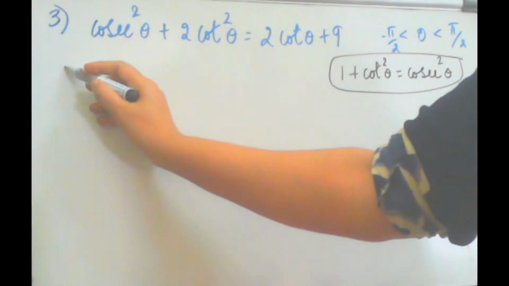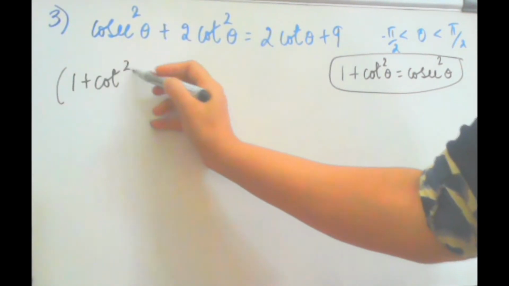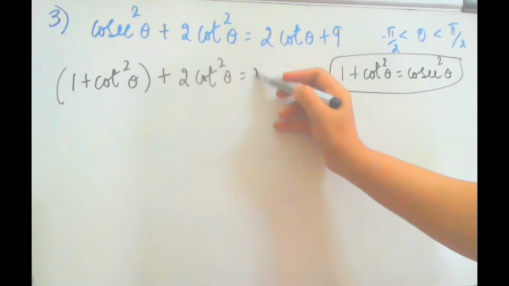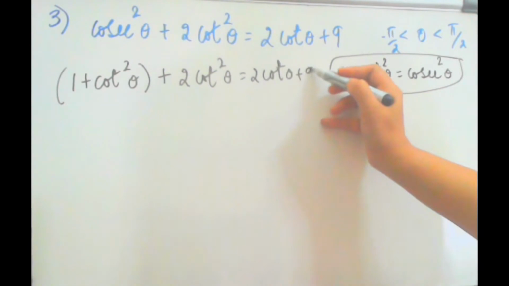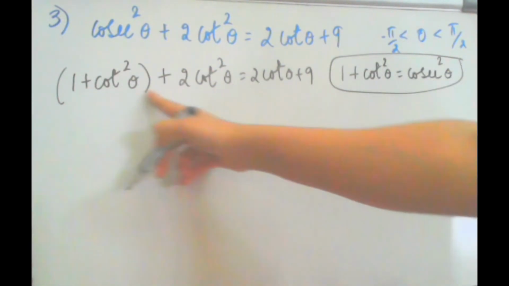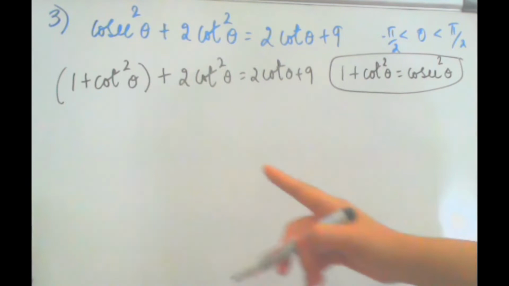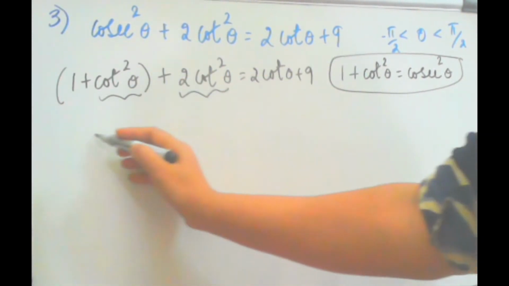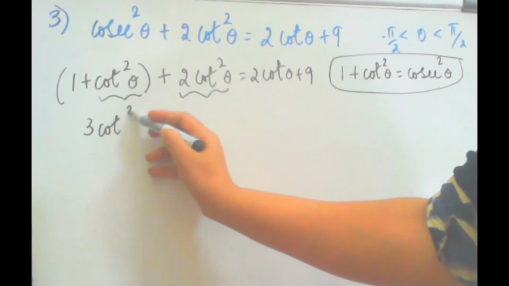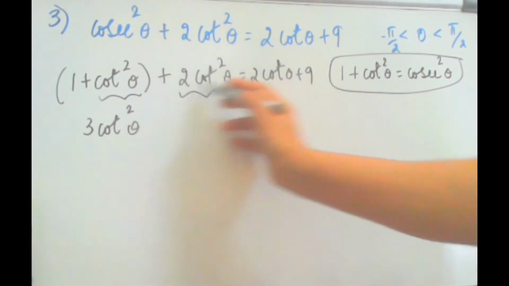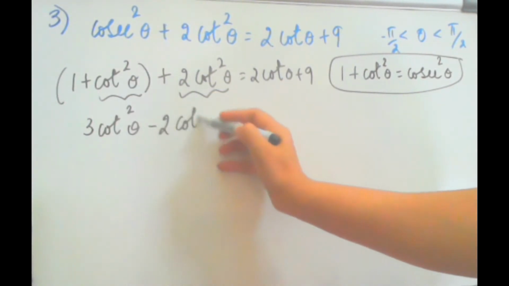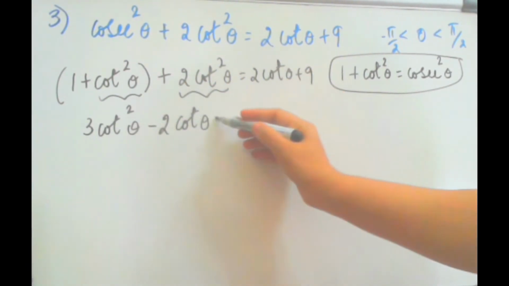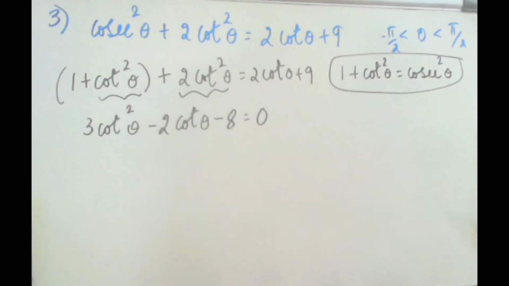So cosec²θ will be replaced by 1 + cot²θ, plus 2cot²θ is equal to 2cotθ + 9. Now we have our entire equation in cotθ. So we will simplify this. cot²θ + 2cot²θ, we get 3cot²θ. Bring this 2cotθ to the left side, it becomes minus 2cotθ. There is 1 here, there is minus 9. So that gives us minus 8 with the right-hand side 0.